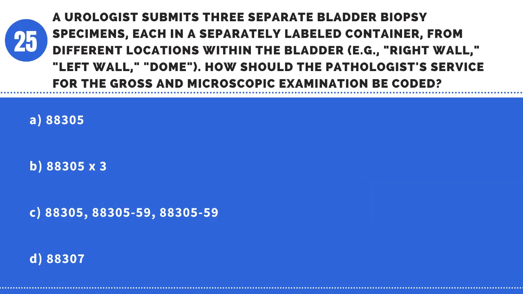Question 25. A urologist submits 3 separate bladder biopsy specimens, each in a separately labeled container, from different locations within the bladder, e.g., right wall, left wall, dome. How should the pathologist's service for the gross and microscopic examination be coded? A. 88,305. B. 88,305x3. C. 88,305-59. D. 88,307.